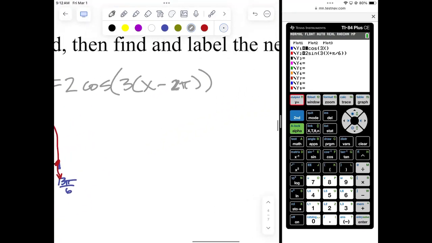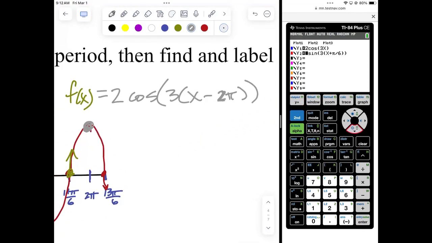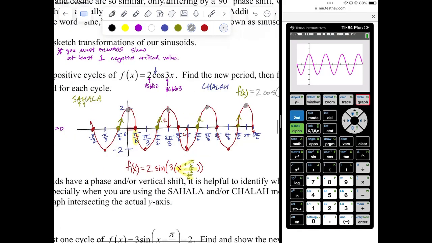Let's do one more. Let's do the other cosine one we did. I'm not going to do it in black. I'll do it in fuchsia. 2 cosine of 3 parentheses x minus 2 pi. Get way over there to 2 pi. Close, close. Are you nervous? I'm not. Fuchsia, baby. Or pink, whatever it is. How many different equations are there of this graph?